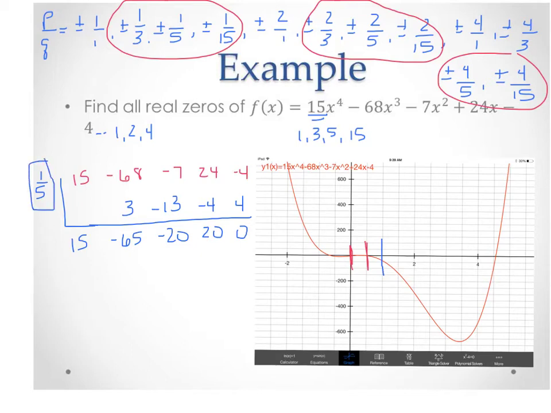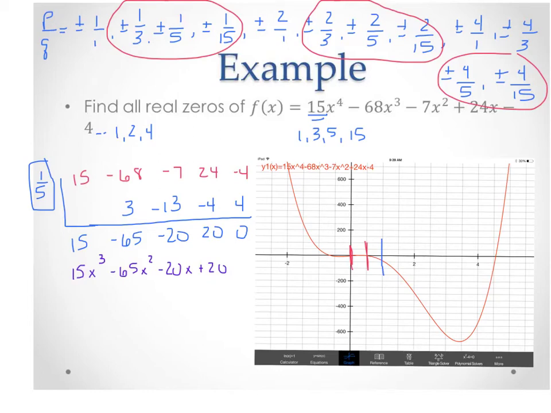And so now if we rewrite this, which you probably want to do, this is going to be 15x cubed minus 65x squared minus 20x plus 20. And it really still is too big to factor.